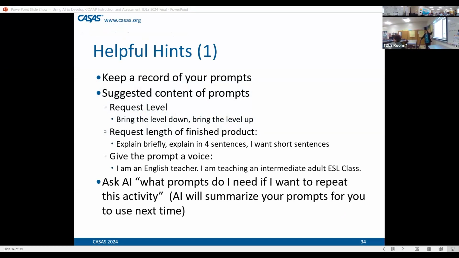Here's some suggested content. Again, we had Susan Gare's list, but this is also someone else's idea. Request the level, bring the level down, bring the level up, request the length of the finished product. Again, explain briefly in 4 sentences, or I want short sentences. Give the prompt a voice. I'm an English teacher. I'm teaching an intermediate ESL class. I never would have thought to do that, so that's interesting. And then ask AI, what prompts do I need if I want to repeat this activity? So not only can you ask GPT for the product, but you can ask ChatGPT for the prompt itself. So that's really interesting. I haven't tried that. Let's go on to the next slide.